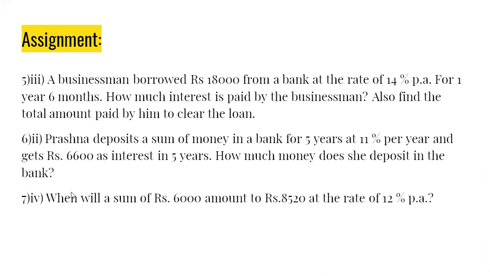And number 7: when will a sum of rupees 6,000 amount to this at the rate of 12% per annum? This is amount, this is principal, amount minus principal, interest will come, the rate is 12% per annum, then you can find out time. When will means you have to find out time. Time will come in years.